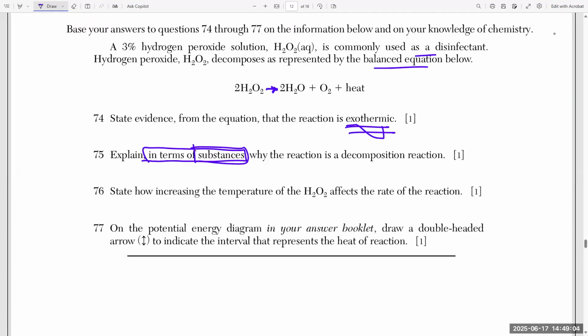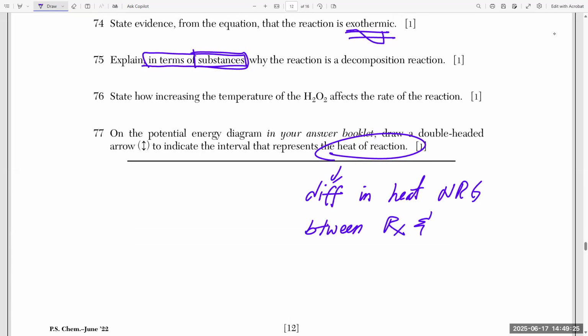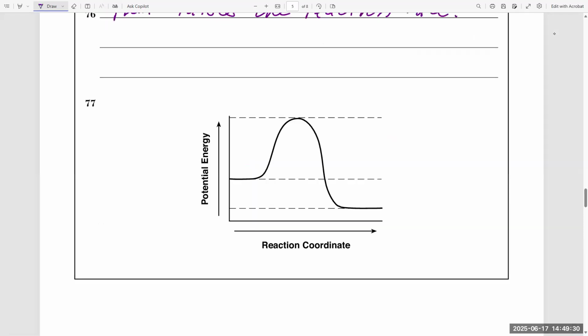On the potential energy diagram, draw a double-headed arrow to indicate the interval that represents heat of reaction. Well, what is heat of reaction? You got to really figure that out first. It's the difference in heat energy between the reactants and products. So that's the heat of reactants. So where is that here? Reactant starts here and products is over here. So the difference would be found right here. You can draw it over there or you can draw it over here. It doesn't matter.